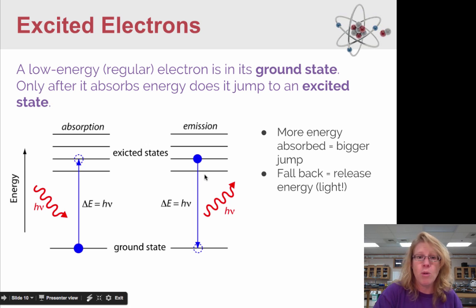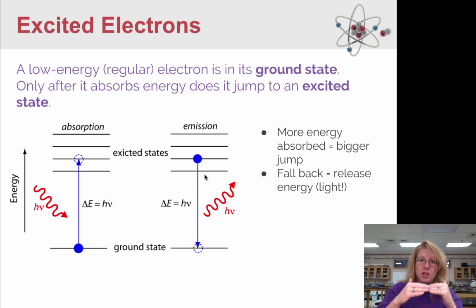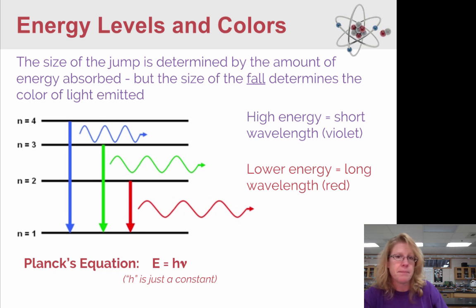So if it jumps only one little energy level, a little bit of energy goes in, a little bit comes out. If it jumps up a bunch of energy, then a bunch of energy would be released, and we could see that energy coming back out, that release of energy. So again, this is that idea of jumping up from energy level and then falling back down. It has to fall back down for us to see it.